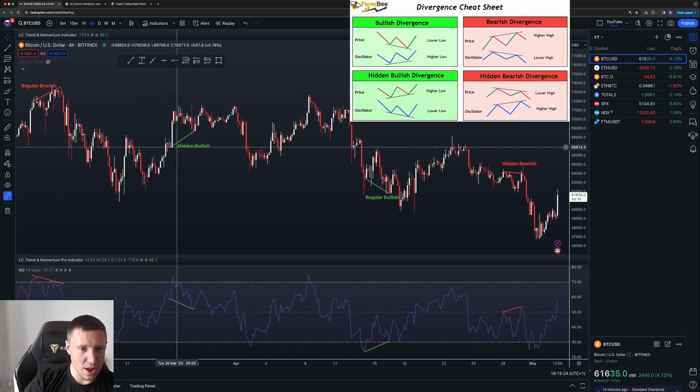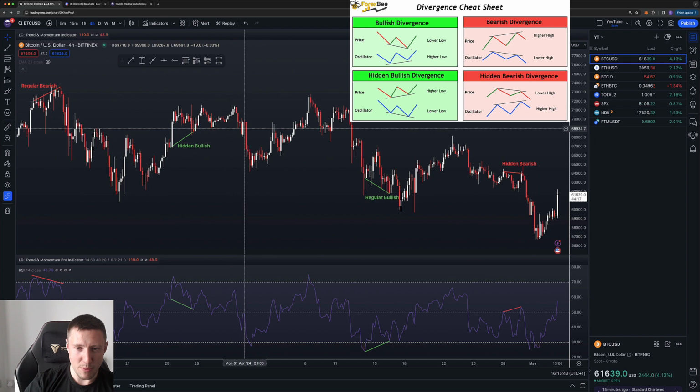Moving on to the middle here, we've got a hidden bullish divergence. Again, price is making higher lows, whereas the RSI is making lower lows. Hidden bullish means a continuation of the trend, which is what we saw. We were continuing to go up, and then this bullish divergence formed. We got another leg up, and away we went.